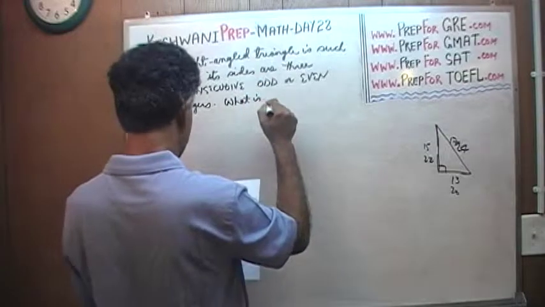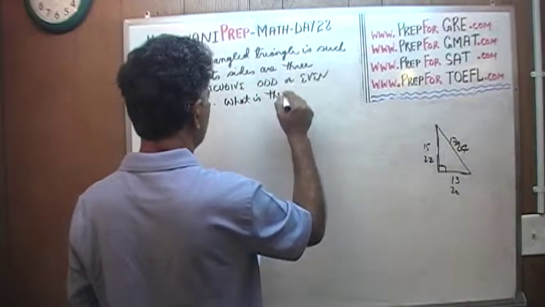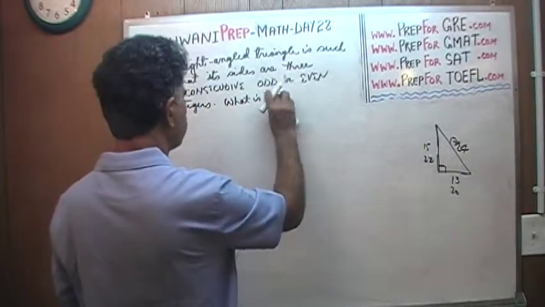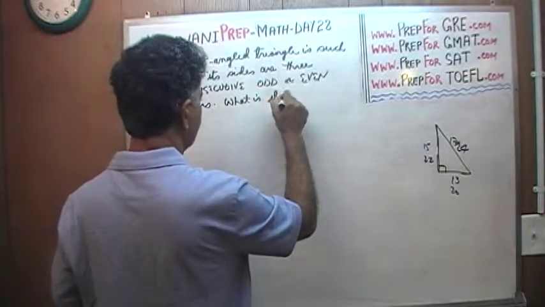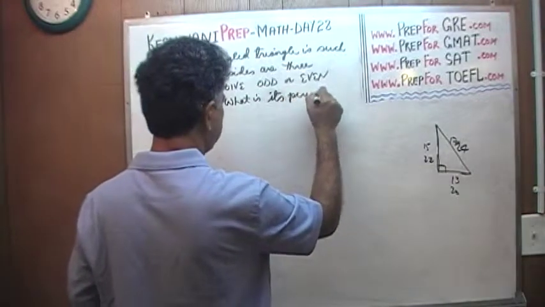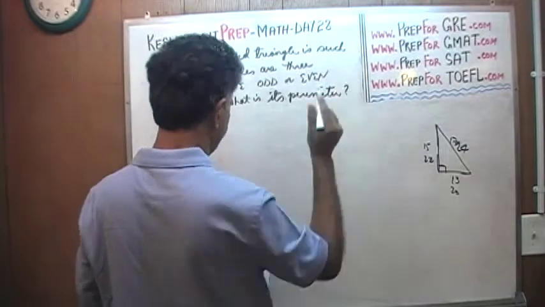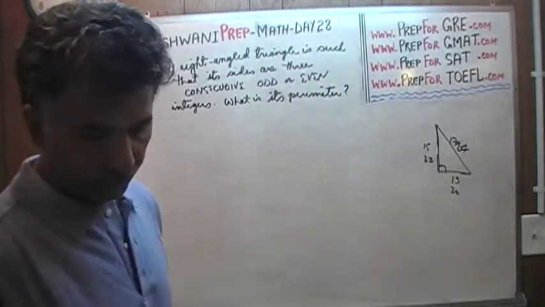The question simply is, what is its perimeter? Very simple, very straightforward problem.